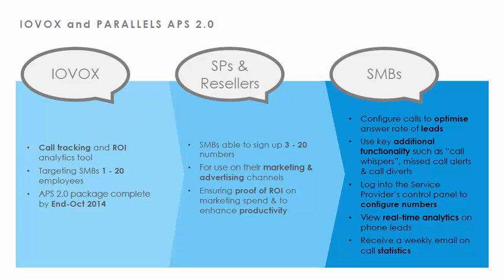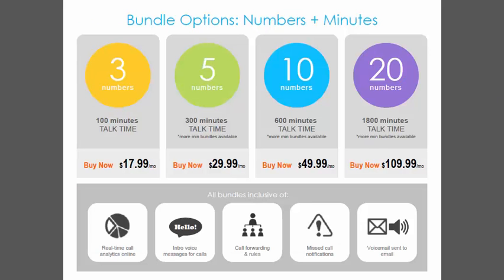But in a few words really, Iovox is a simple call tracking and analytics tool which is focused on SMBs. It's available in easy-to-activate bundles which include trackable numbers and minute credits. Iovox proves the return on investment of SMB marketing spend and enhances SMB productivity. So I'm going to spare you the details of how an end user could go through activation. It's really simple and quick through the service providers panel, online and so on.